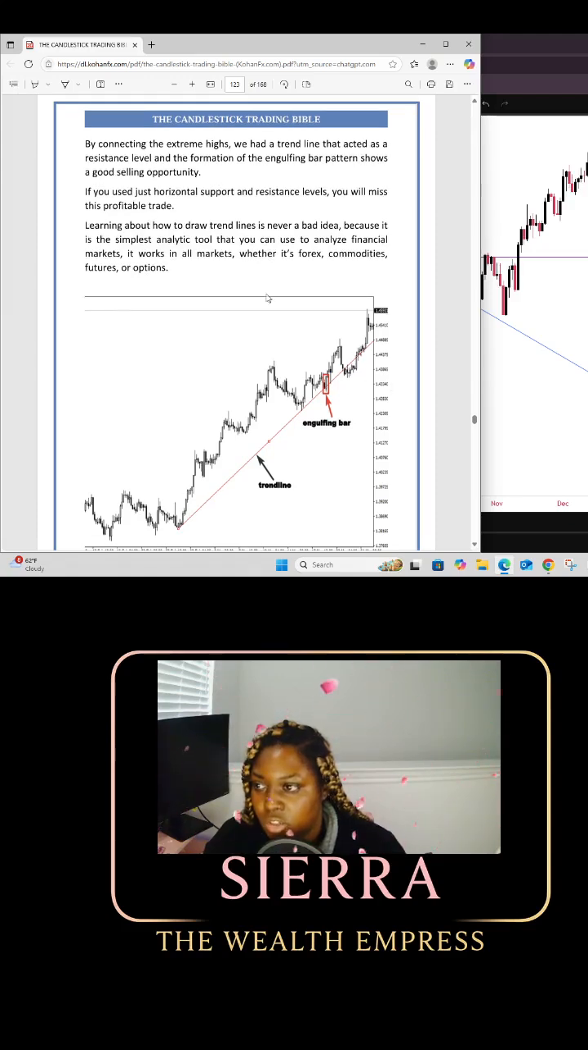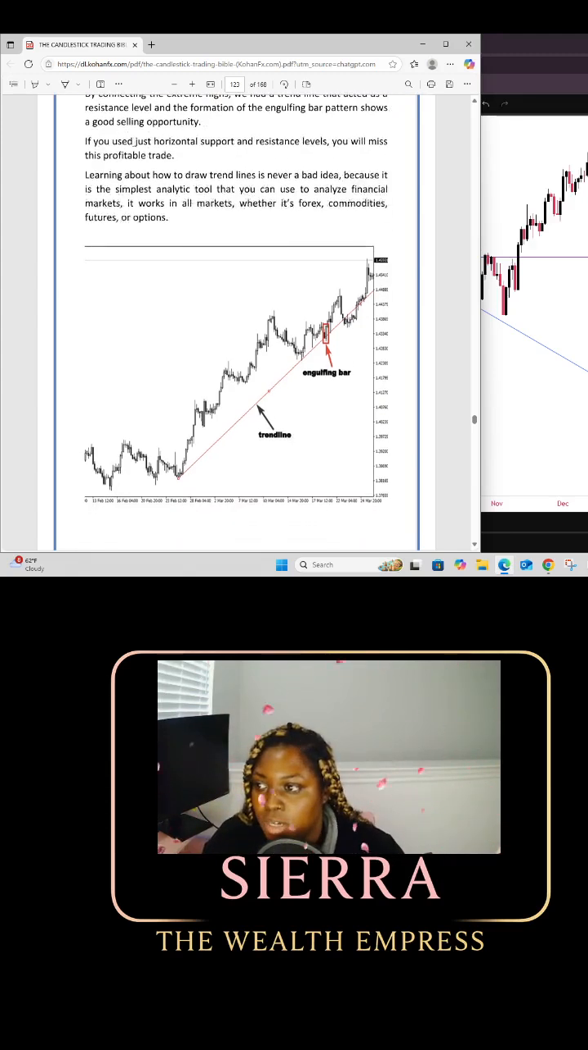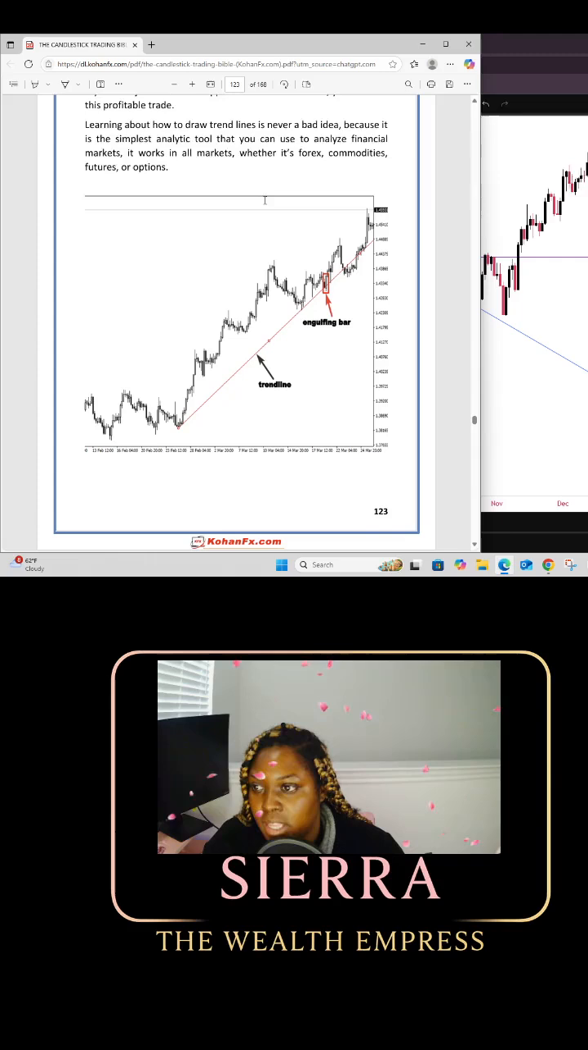Telling you again about the trend lines. By connecting the extreme highs, we had a trend line that acted as a resistance level, and the formation of the engulfing pattern shows a good selling opportunity. If you use just horizontal support and resistance levels, you will miss this profitable trade. Learning how to draw trend lines is never a bad idea because it is the simplest analytic tool that you can use to analyze financial markets.